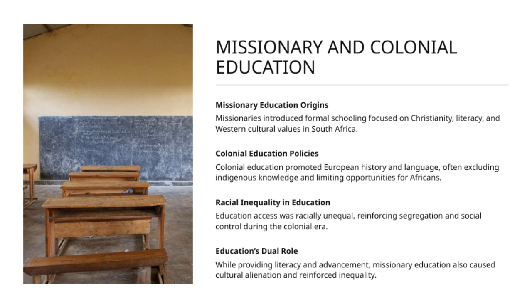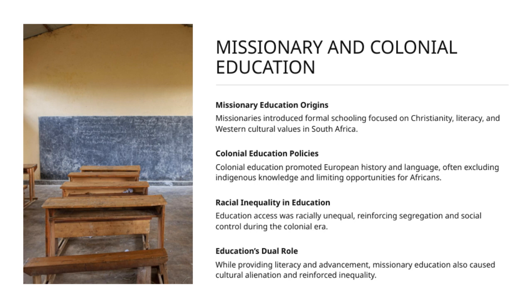Moving on to colonial education policies, these were designed to promote European history and languages, which often meant excluding indigenous knowledge and perspectives. This approach limited opportunities for Africans to access a truly inclusive education and reinforced colonial dominance. Now, when we consider racial inequality in education, it becomes clear that access was far from equal. Education was racially segregated, which not only reflected but also reinforced social divisions and control during the colonial period. This segregation kept different racial groups apart and maintained existing power structures.